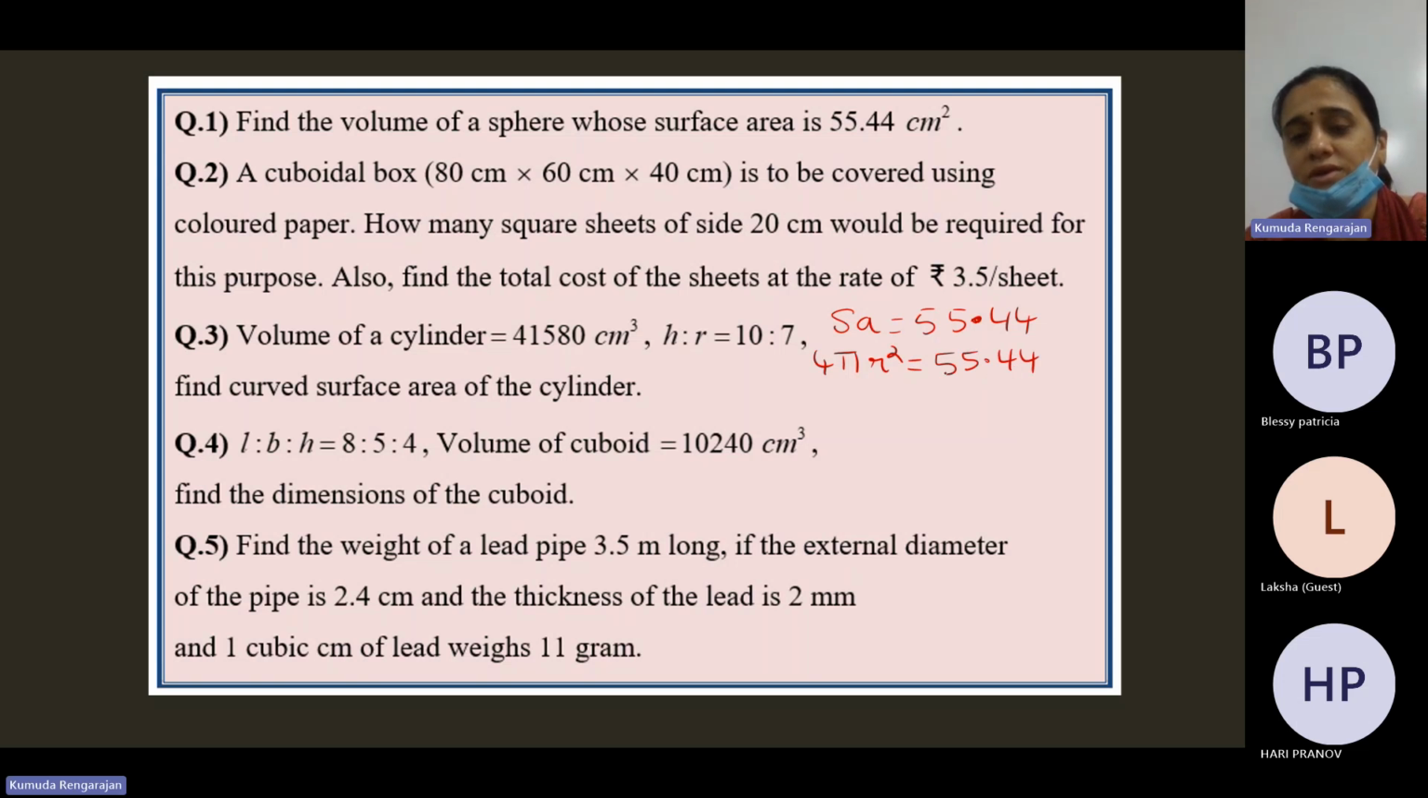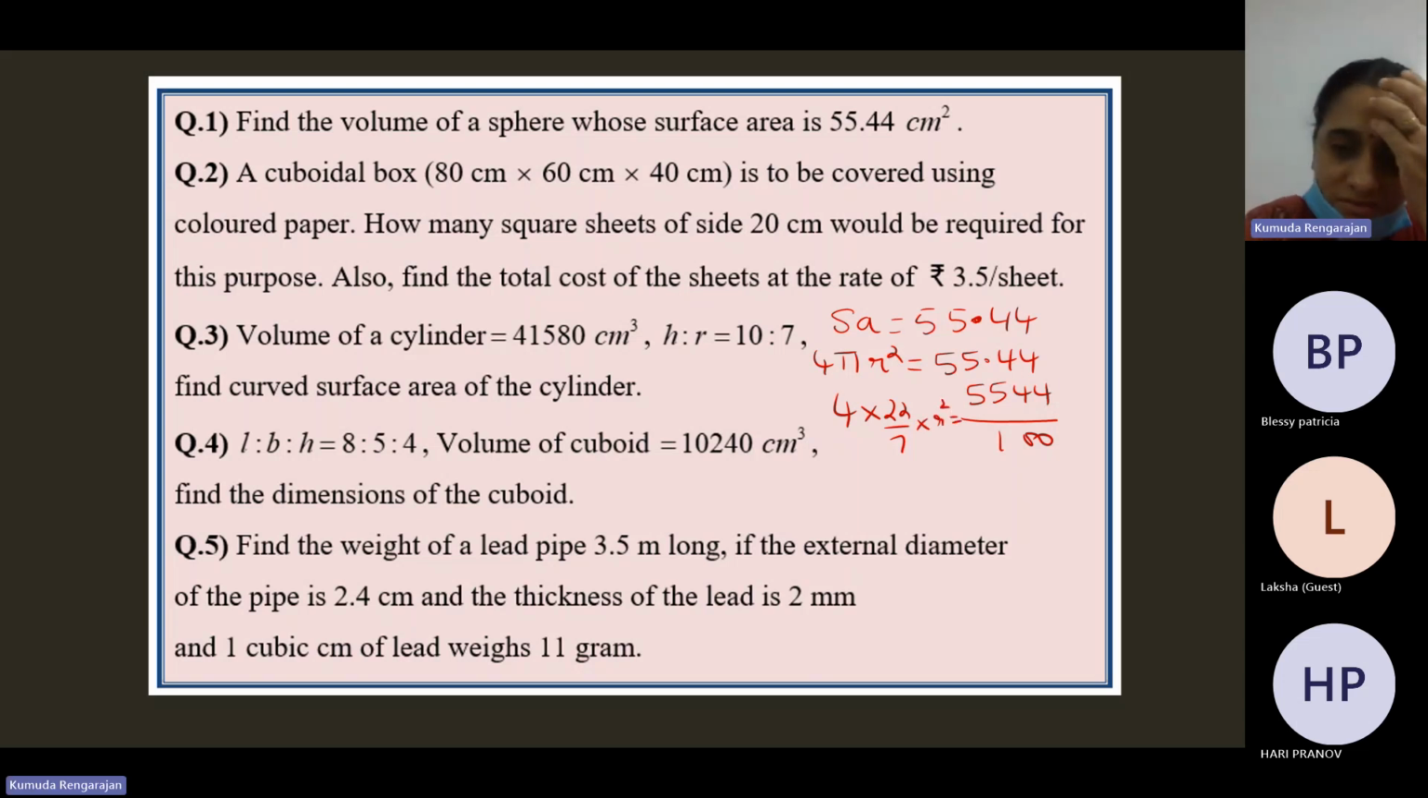Working this, you can shift the decimal point. 55.44 can be written as 5544 by 100 if you want to shift the decimal point. So you can work this. 4 into 22 by 7 into r square is equal to this one. Work this and find the value of r. Once you find the value of r, you can substitute r in the formula to find the volume of a sphere, 4 by 3 pi r cubed, and find the volume. So now tell me the value of r, children.